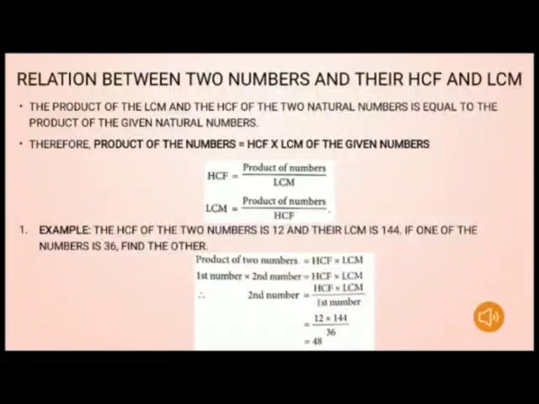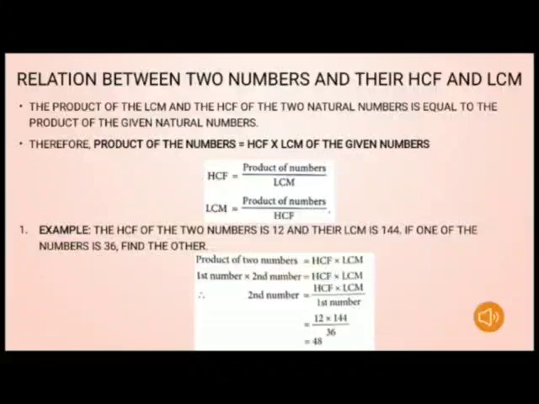Dear students, now let's understand the relation between two numbers and their HCF and LCM. The product of the LCM and the HCF of two natural numbers is equal to the product of the given natural numbers. Therefore, product of the given numbers equals HCF multiply LCM of the given numbers. When we have to find the HCF and the product of the numbers and LCM are given, we write HCF equals product of numbers divided by LCM. Similarly, to find the LCM when the product of numbers and HCF are given, we write product of numbers divided by HCF. Dear students, remember, the product of two numbers is equal to the product of their LCM and HCF.